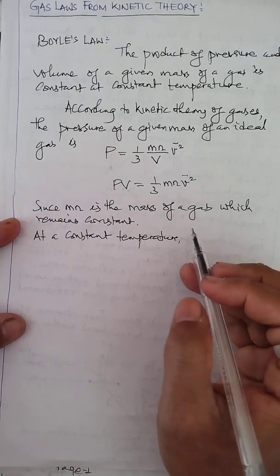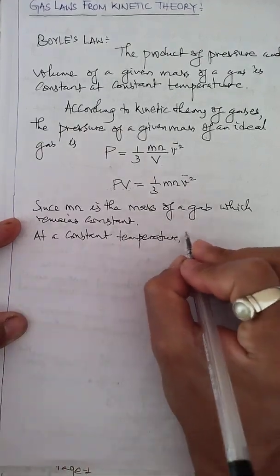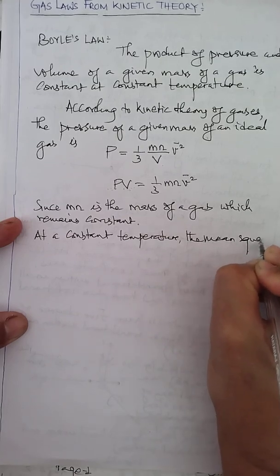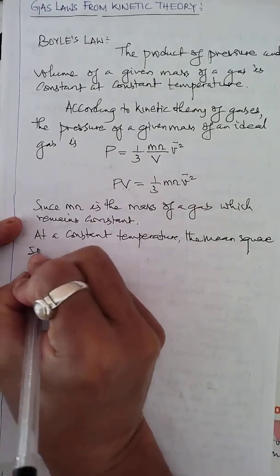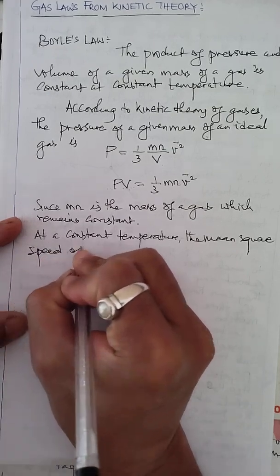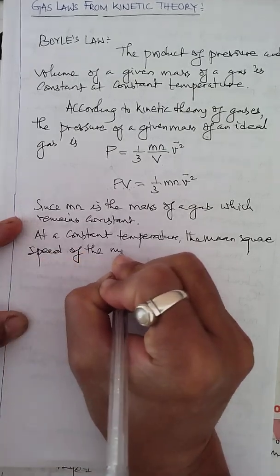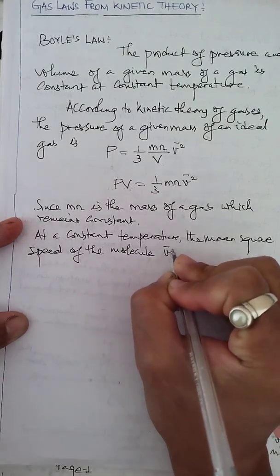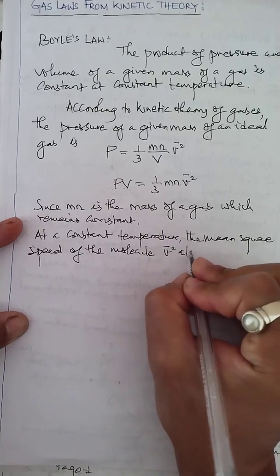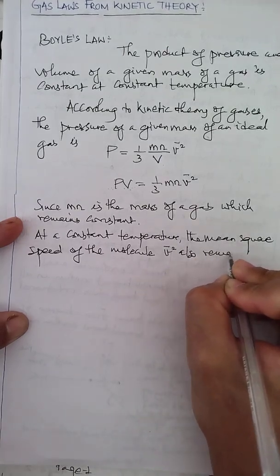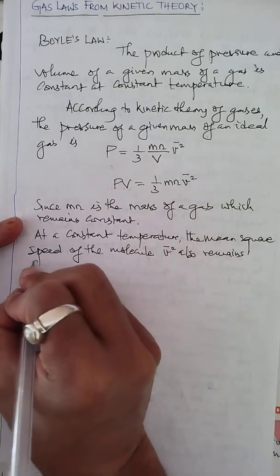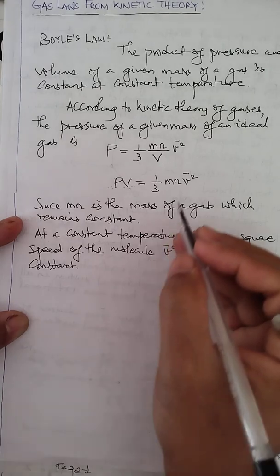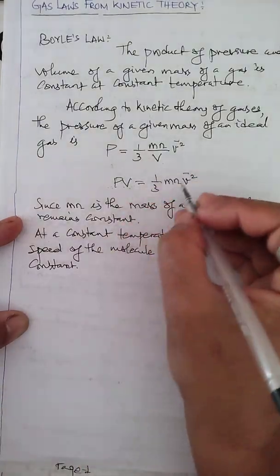remains constant. That means at a constant temperature, you can note it down, the mean square speed of the molecules, that is c bar square, also remains constant. This is the factor which remains constant, but only at constant temperature. Then the product on the right hand side remains constant.